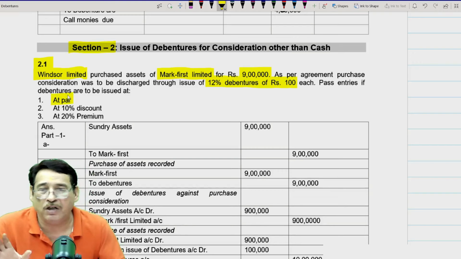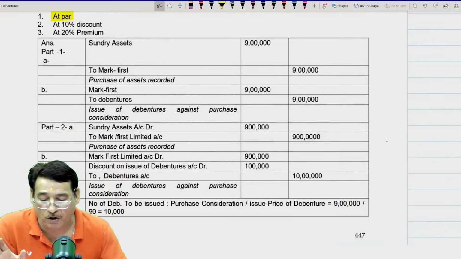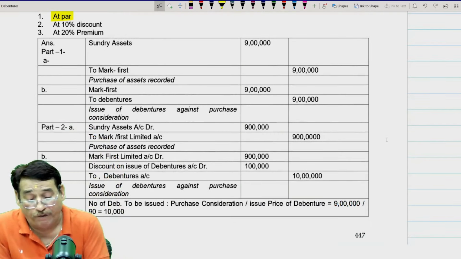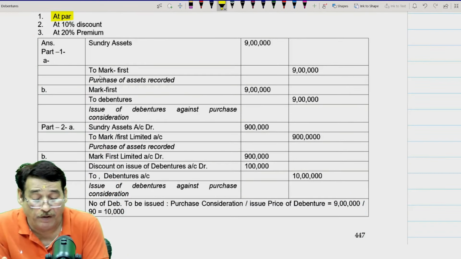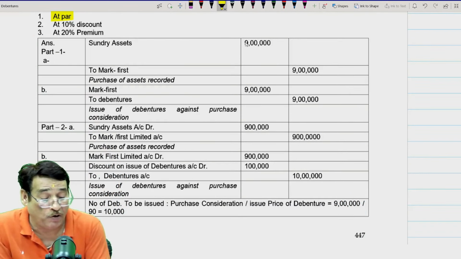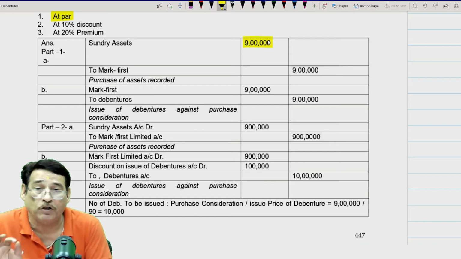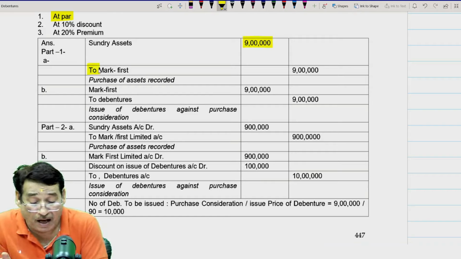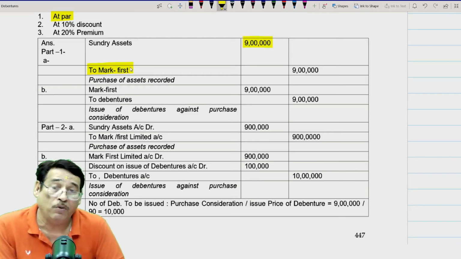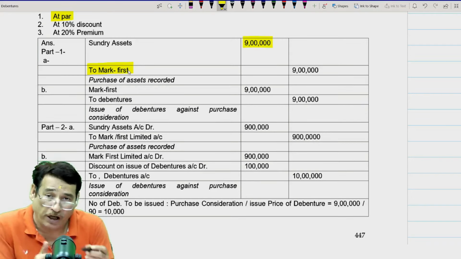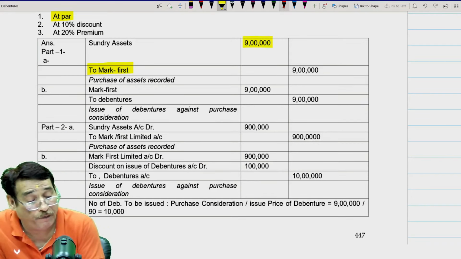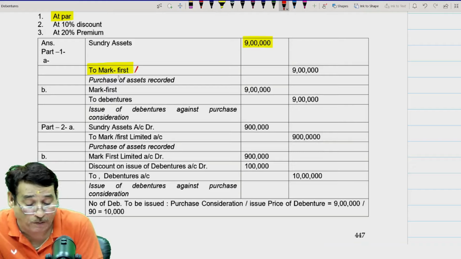Now, if debentures are issued at par, then it is not going to make any problem. First of all, my entry will be sundry assets account debit. I have purchased sundry assets worth rupees 9 lakh. I can write here to supplier account, or to vendor account. For example, this is the party from whom I have purchased. The name of the party is Mark First.